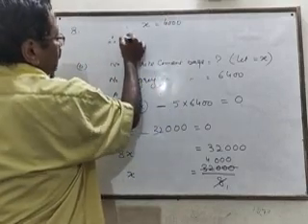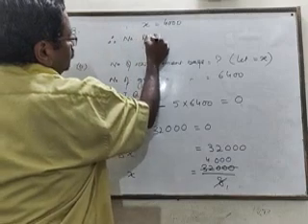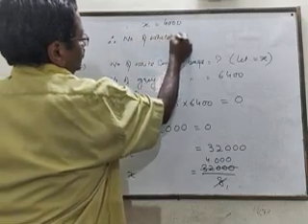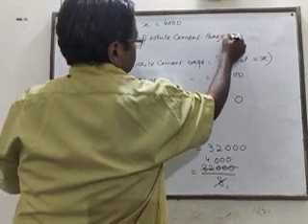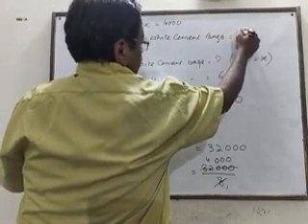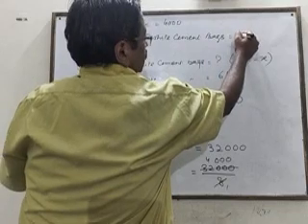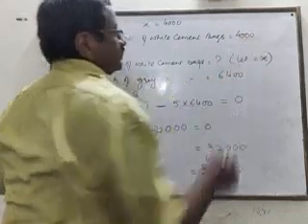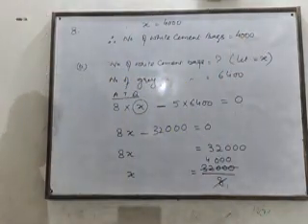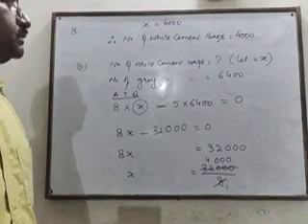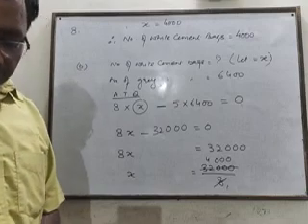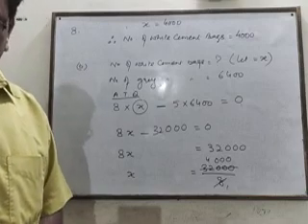Therefore, the number of white cement bags is equal to 4,000. So the company should sell 4,000 cement bags to get the situation of no profit, no loss.